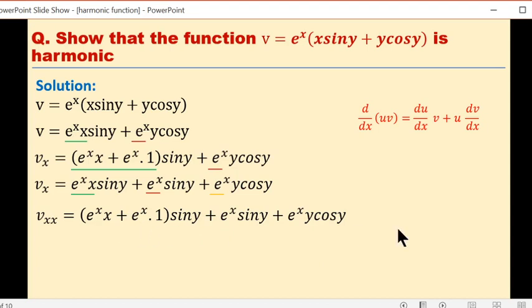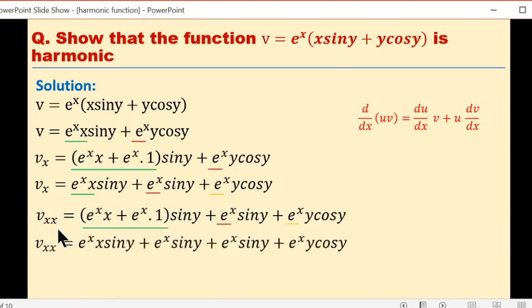Okay, so this is the derivative. Let's open the brackets here now. So when we open the bracket, we get vxx equal to e raised to x into x sin y plus e raised to x into 1 into sin y is e raised to x sin y plus e raised to x sin y plus e raised to x y cos y.